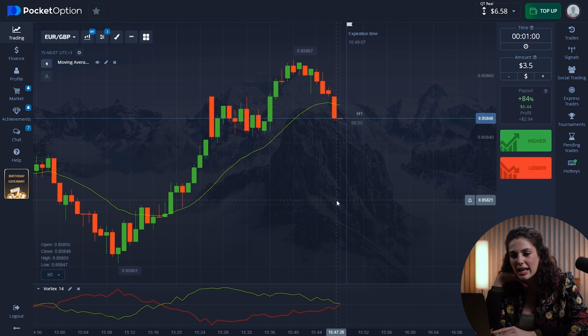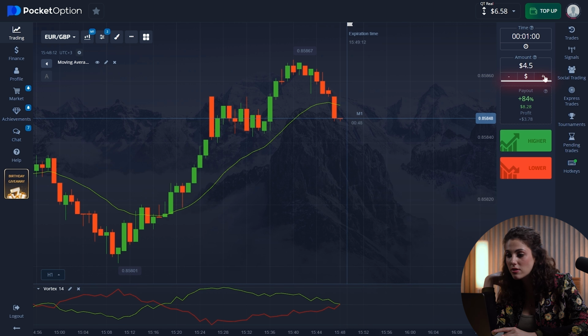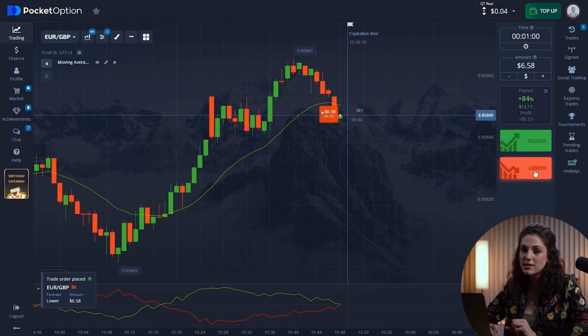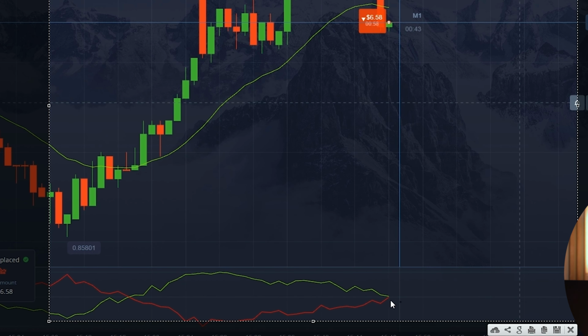So it looks like there is a structure break happening, so I'll open a short position here. I'm investing the whole amount as promised. We are boosting the deposit in this video. Short position for 1 minute. In the Vortex, you can see that the positive and negative lines haven't crossed yet, but we'll consider another aspect. Its signals have a slight delay, so you need to consider other factors.